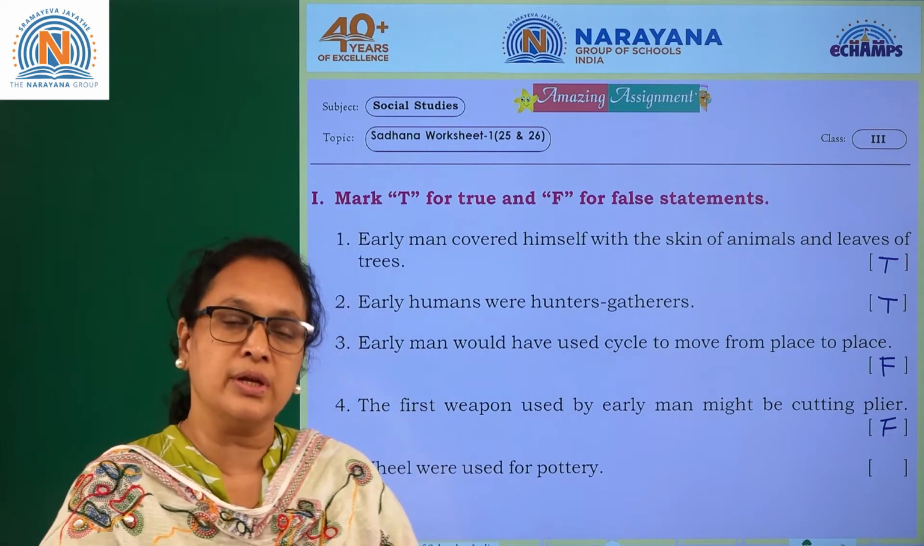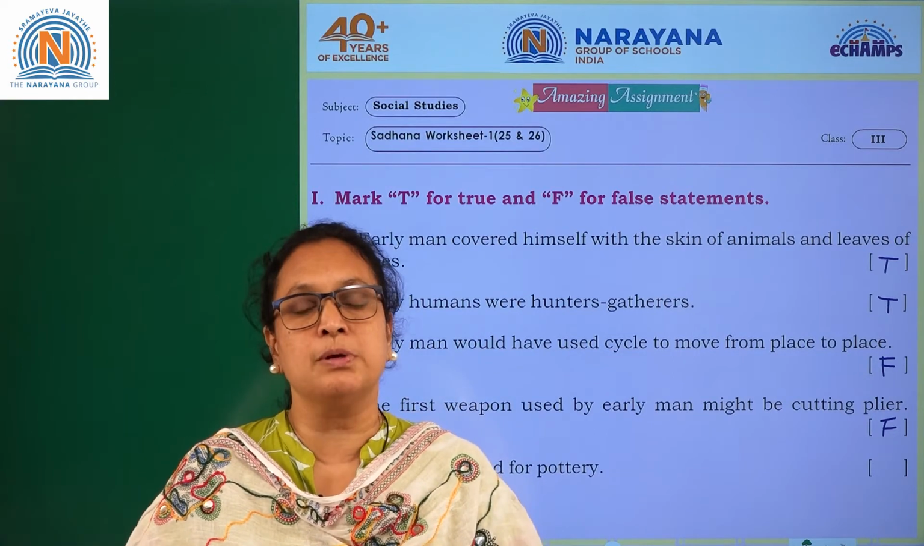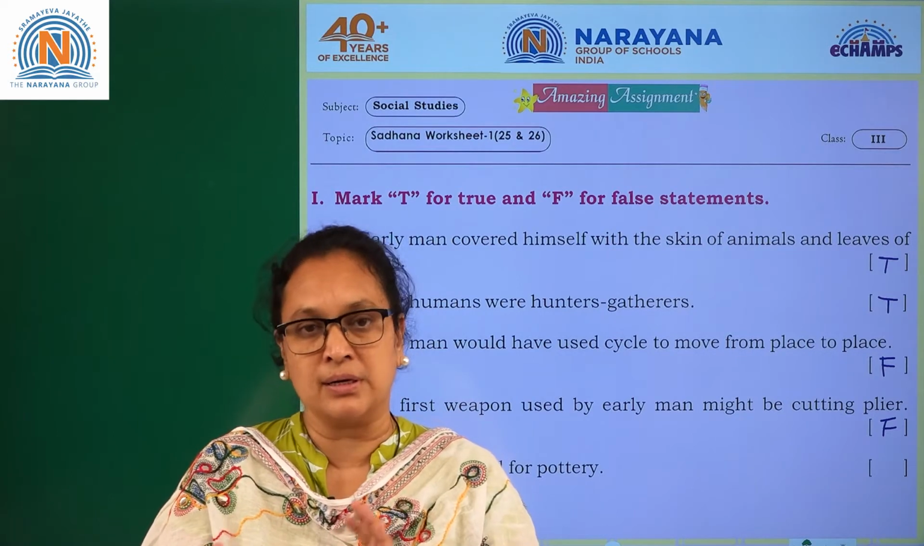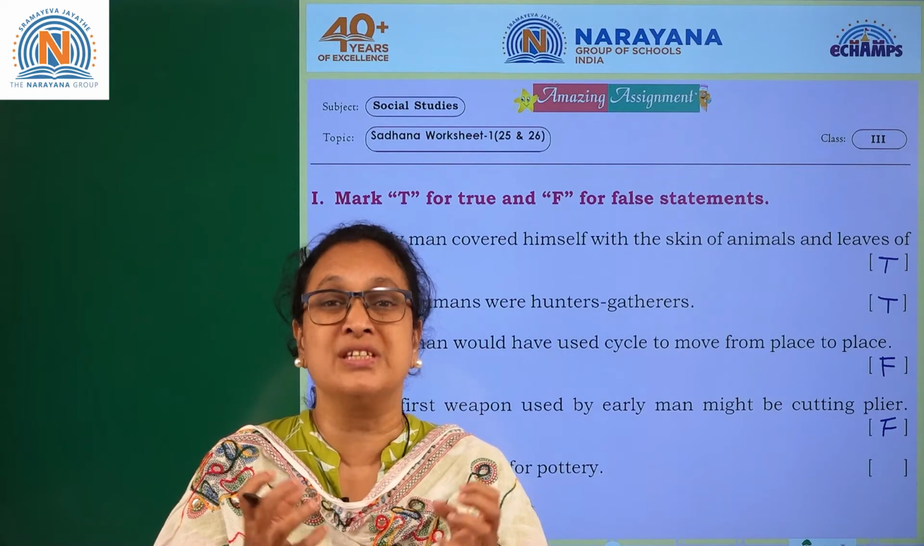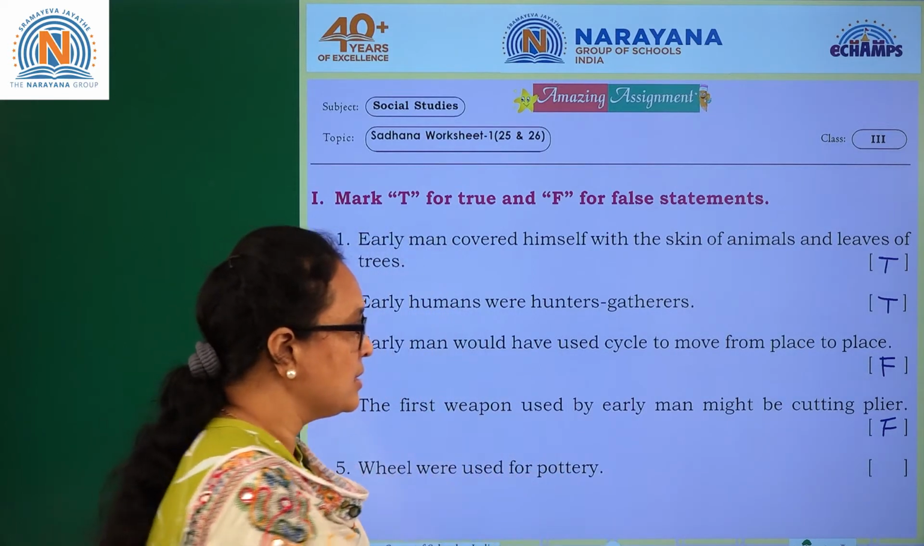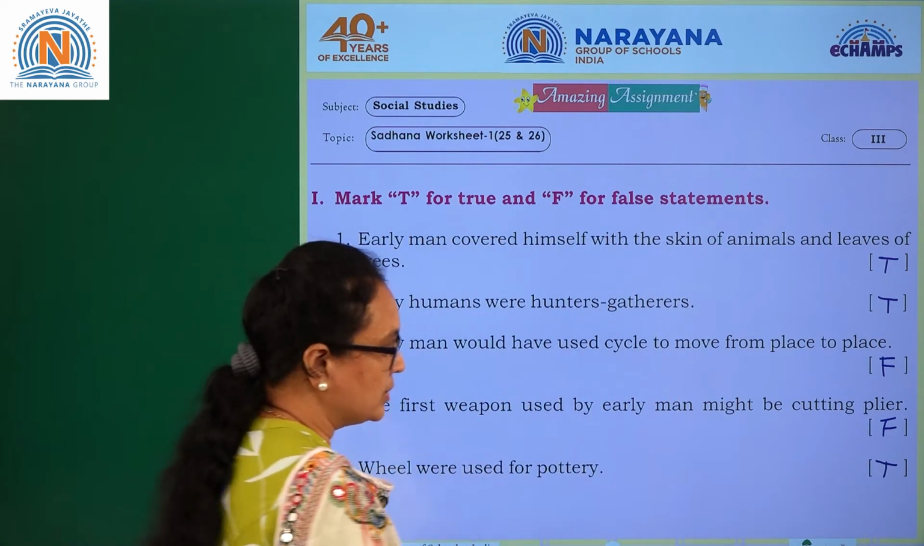Coming to the next one, wheels were used for pottery. Definitely. After the invention of the wheel, the new Stone Age people started doing pottery with the clay mud, that red mud which is a little sticky. With that they started doing the pottery. So this statement is true. Is it clear? Let's go for the next one.